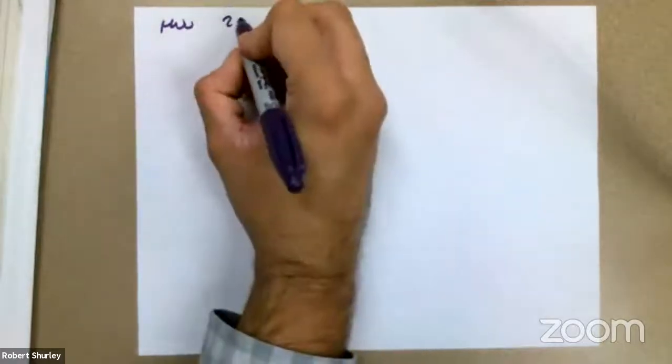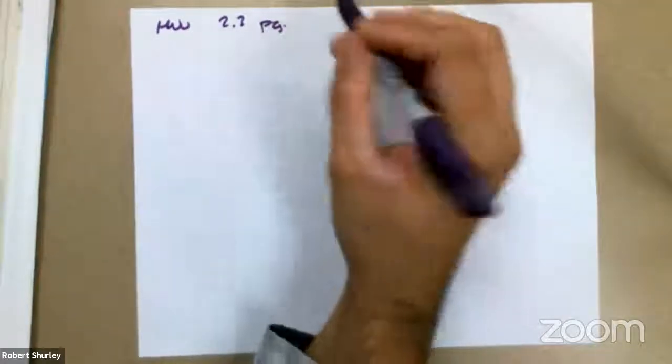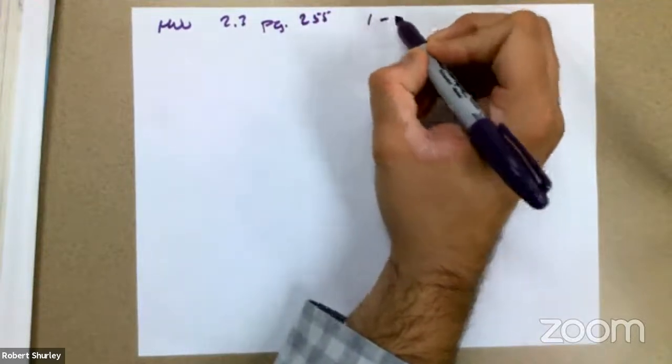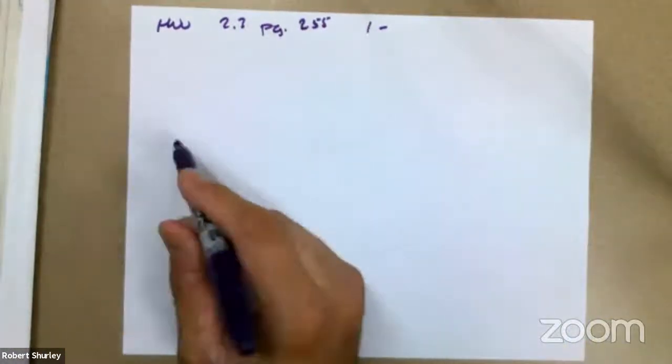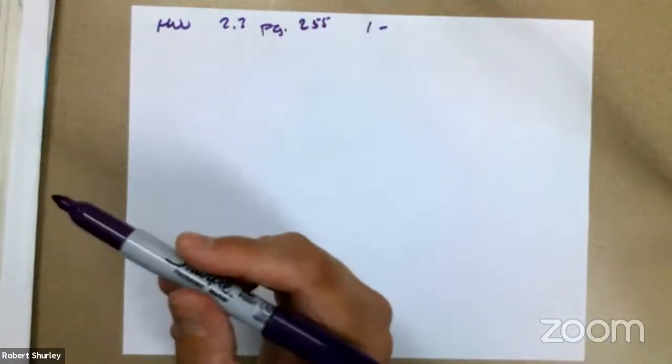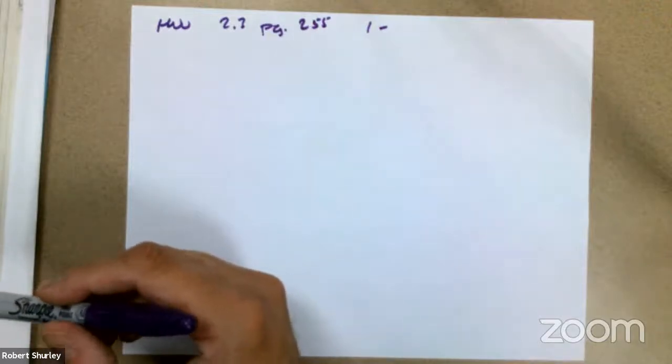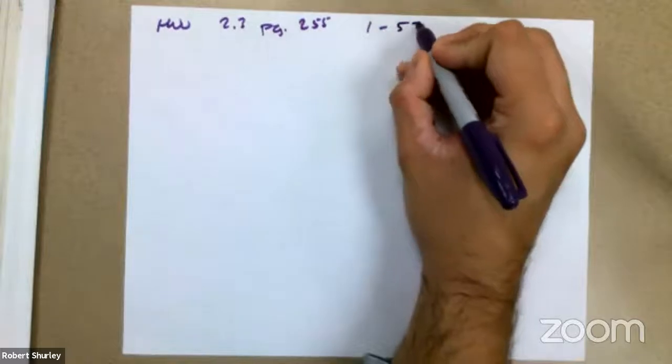remember these were 2 sections, so 2.3, which is on page 255. I want you to start on 1, and this is going to seem like a lot. You do not have to do all this. You can do every other odd if you want. That is fine with me. But I want you to see all the different types of ways these questions could be asked. Okay. 1 through 57 odd.